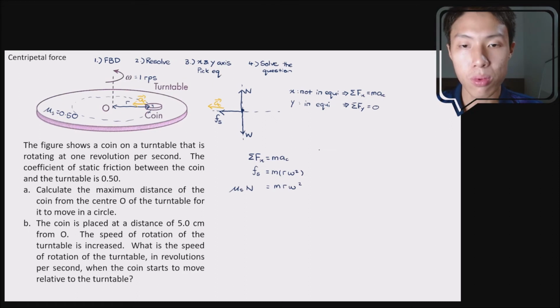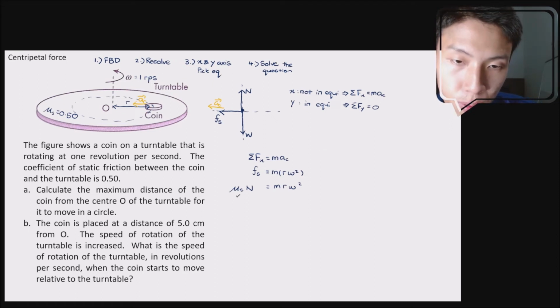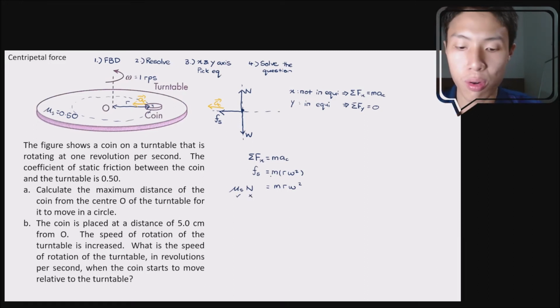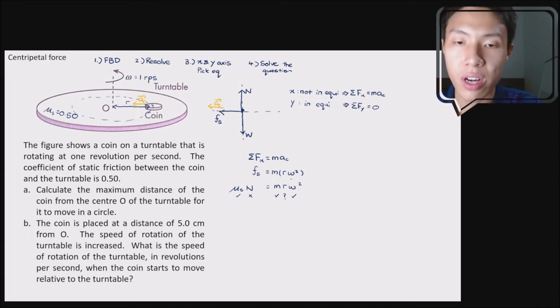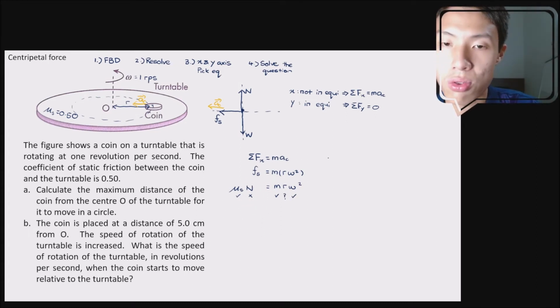I'm not going to do any substitution yet. I have the value for mu s, which is 0.5, but I don't have the value for the normal force. Most probably the normal can be found in the analysis of our y-axis. We have the mass, we are asking for the maximum distance, and we have the omega. So right now what we need to do is get the normal. To get the normal, let's analyze the y-axis.